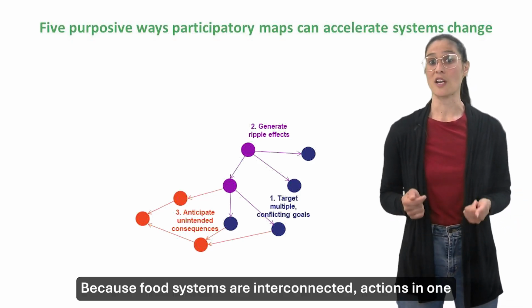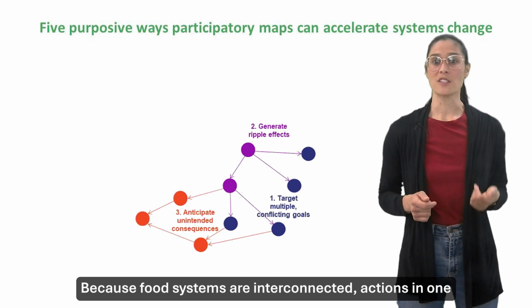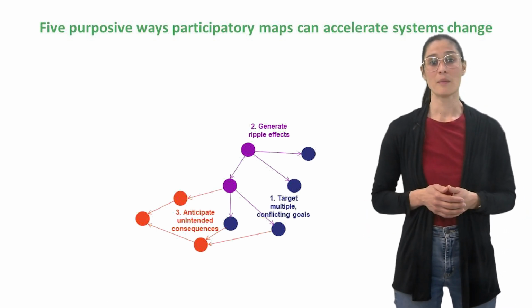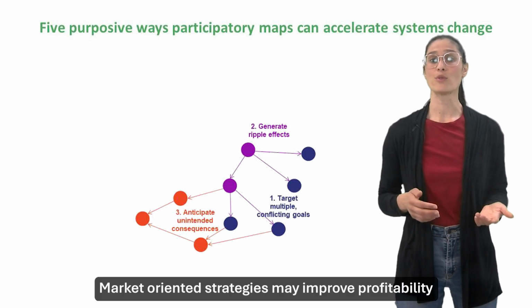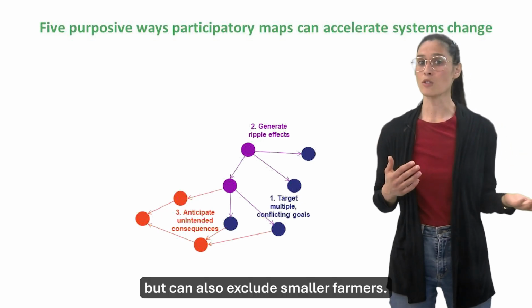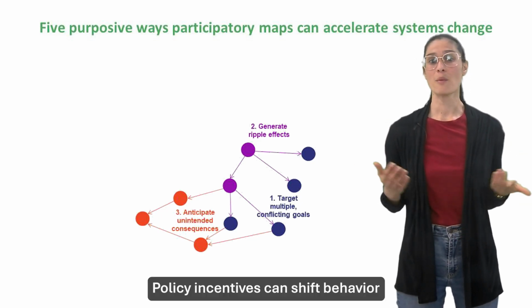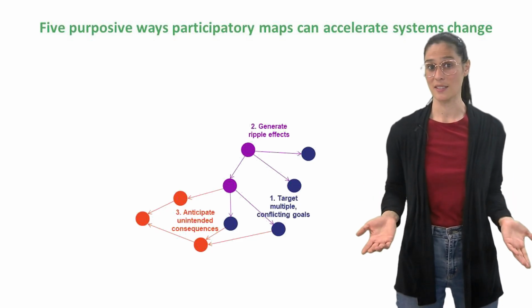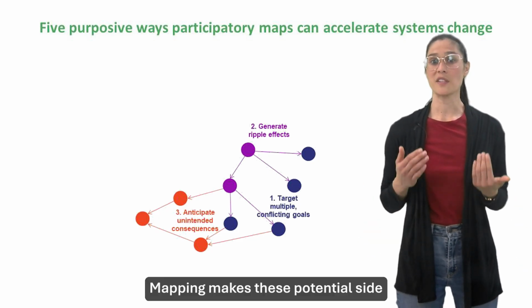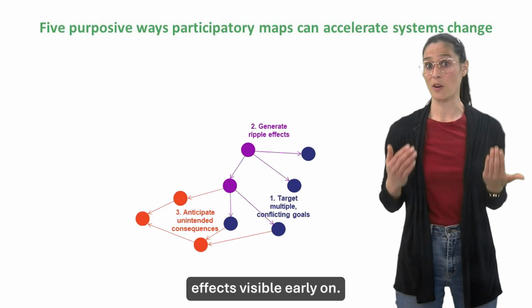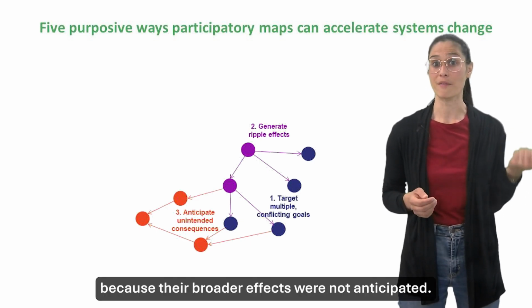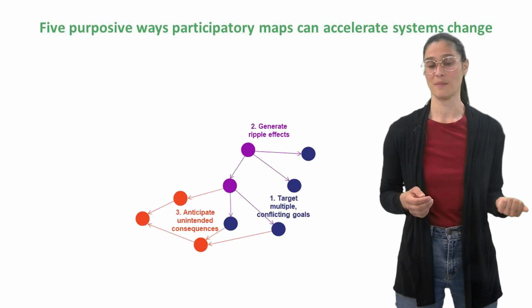Third, mapping helps anticipate unintended consequences. Because food systems are interconnected, actions in one part of the system can create effects elsewhere. Market-oriented strategies may improve profitability, but can also exclude smaller farmers. Policy incentives can shift behavior, but may create new dependencies. Mapping makes these potential side effects visible early on. This is critical, as sometimes interventions fail because their broader effects were not anticipated.